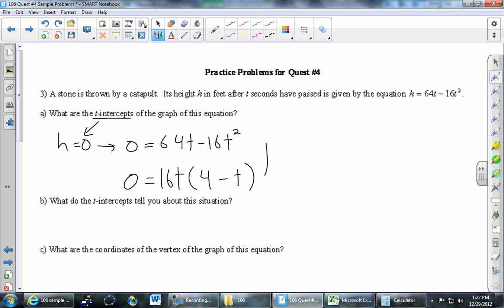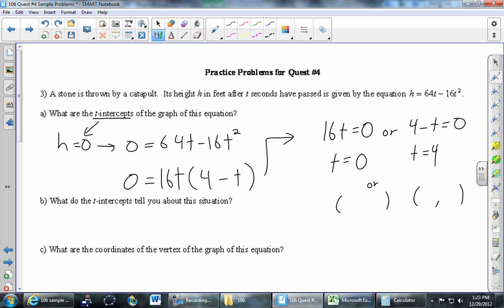And now we're ready to use the zero product property and split this thing up. Either 16t is 0 or 4 minus t is 0. Divide both sides by 16. 0 divided by 16 is just 0. Add t to both sides, and we get t is equal to 4. So the t-intercepts are either those two numbers, or if you prefer, you can write them as ordered pairs.